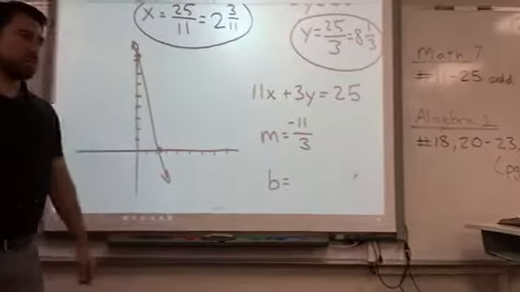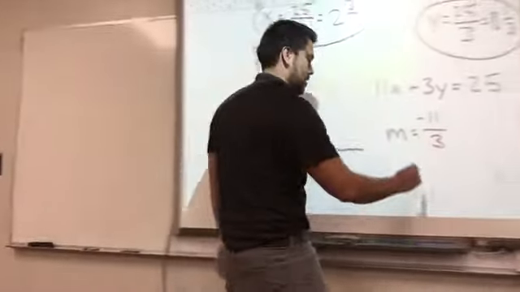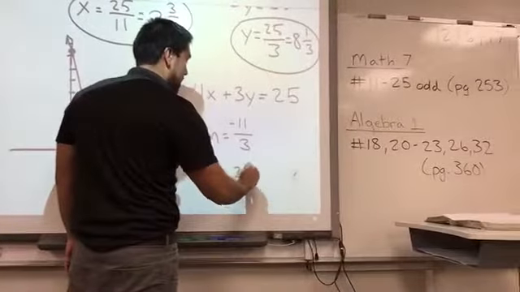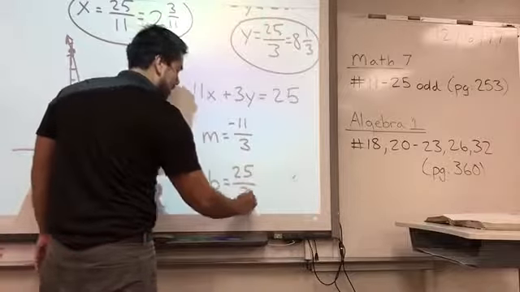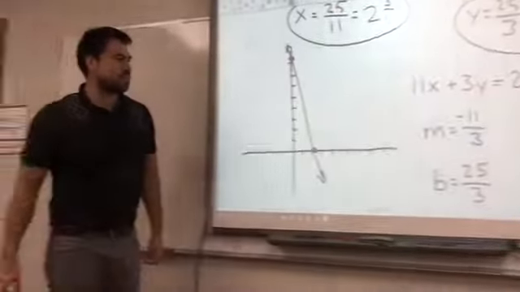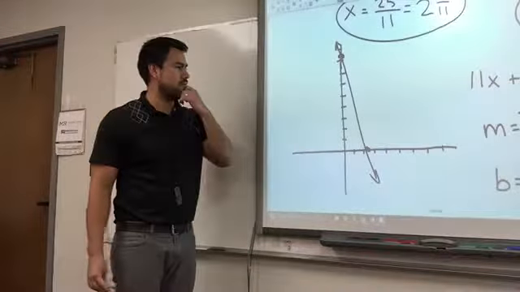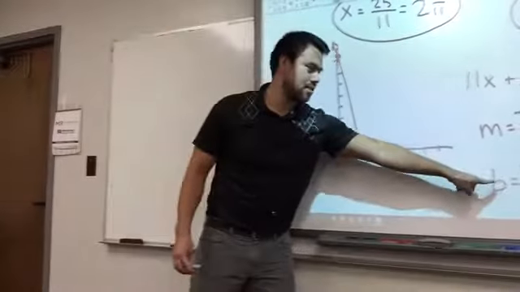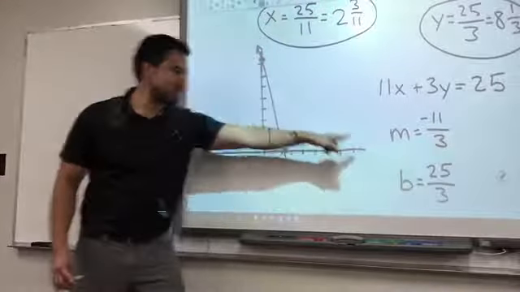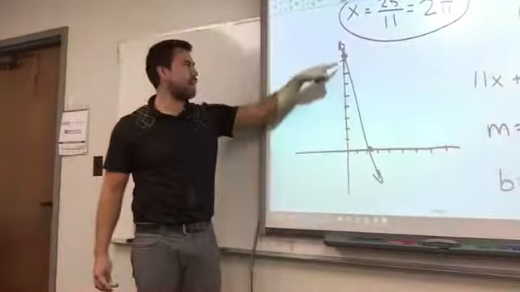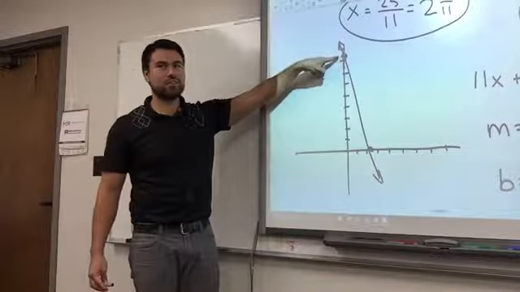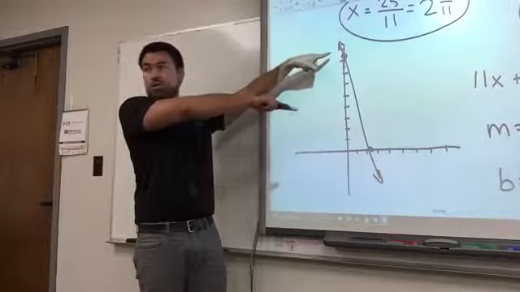Does anyone remember what the y-intercept would be? C over B. What's C? C is 25. What's B? 3. Okay. Is this represented up here? Yes. Yeah, what's this up here, guys? 25 thirds, isn't that from slope-intercept?